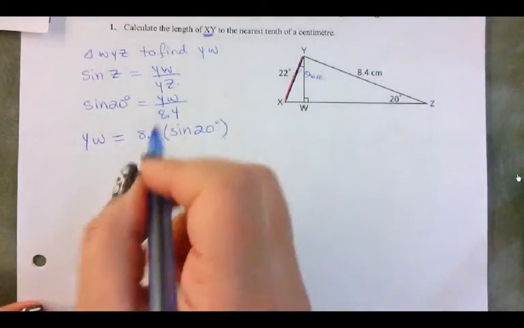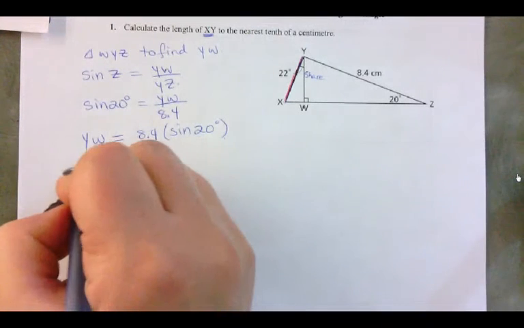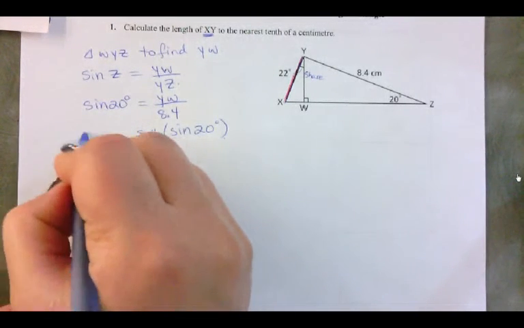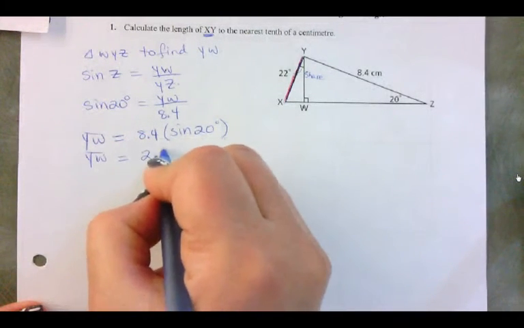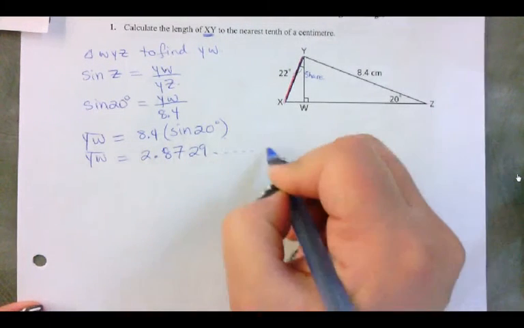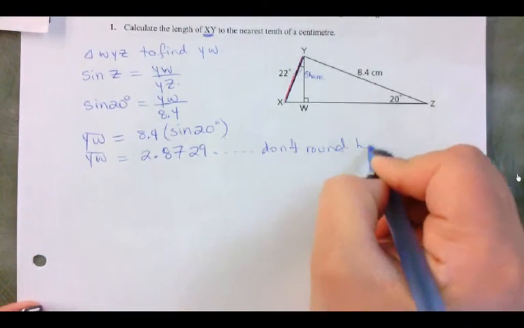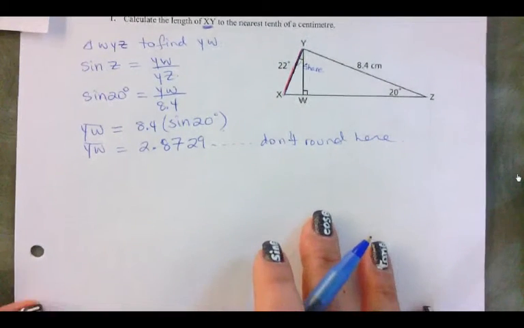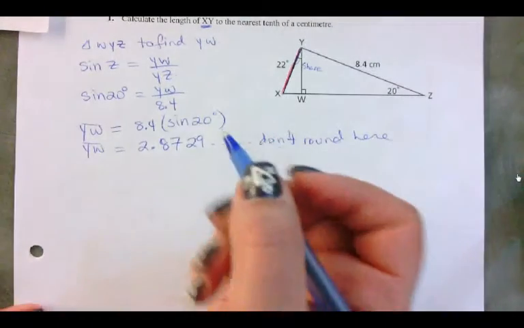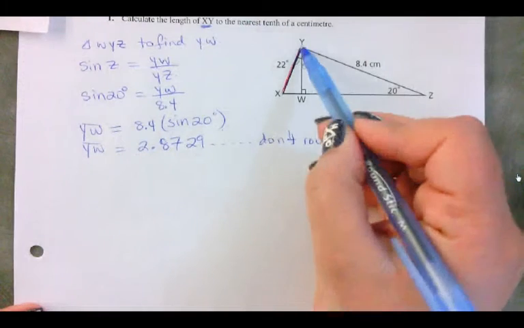All right, so now you want to calculate this number, but you don't want to round this number. Okay, so this ends up being 2.8729. So don't round this. You want to be able to keep it in memory or store it because we're going to use it to find XY. So now let's find XY, which is this one.